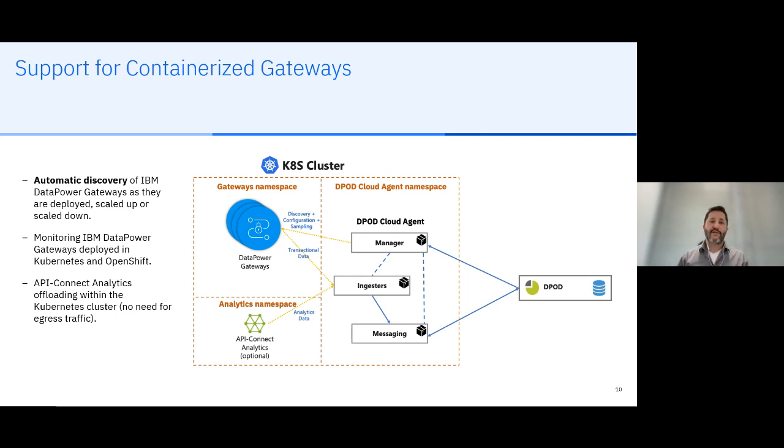So you can use the dpod cloud agent, which is a component of dpod that you deploy in Kubernetes, to automatically discover the DataPower gateways, collect information, and send it to a central dpod installation from one or more Kubernetes clusters. So just keep that in mind. If you are moving into a containerized environment, then definitely all the features of dpod are also available there.